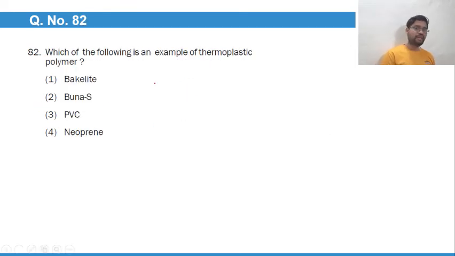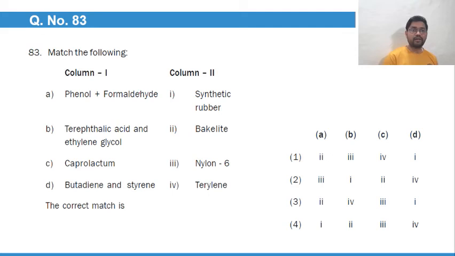Okay. 82. Which of the following is an example of thermoplastic? Bakelite is thermosetting. Buna S is a rubber. Neoprene. Out of all these, the best answer that I can select is PVC. This is bakelite, so it is thermosetting. Buna S, it will get decomposed. It's a rubber. Neoprene, again it's a rubber, it will get decomposed. So the best answer is PVC, that is polyvinyl chloride, which can be reused. Thermoplastic means which can be reused. So we'll go with option number 3.